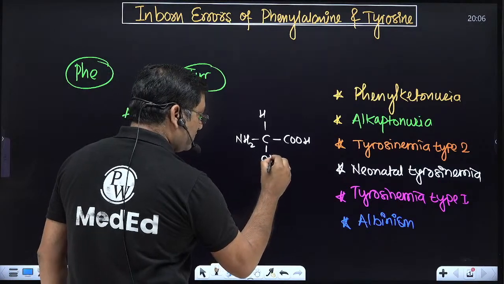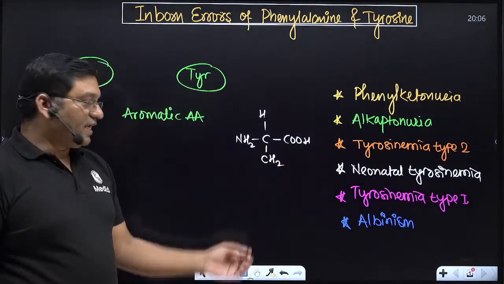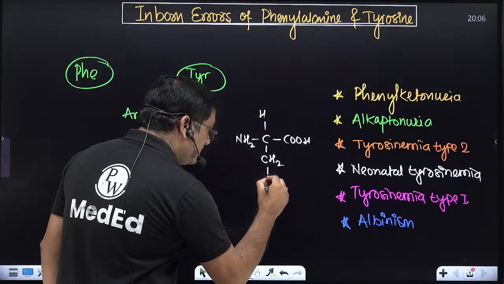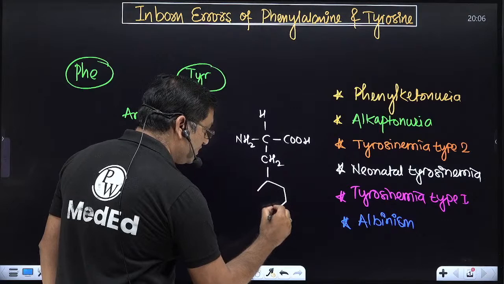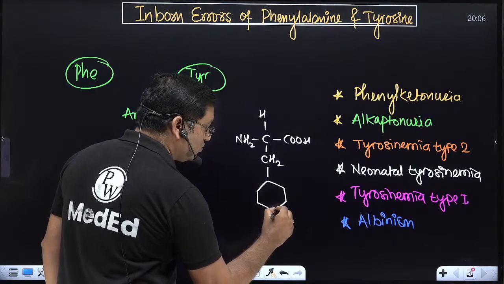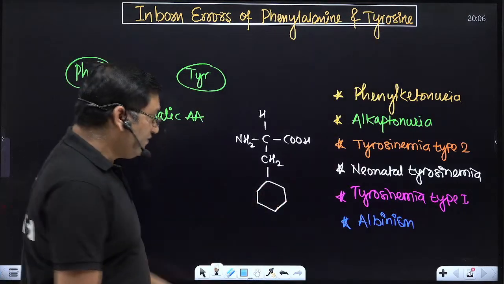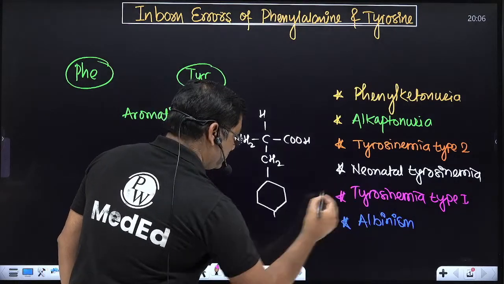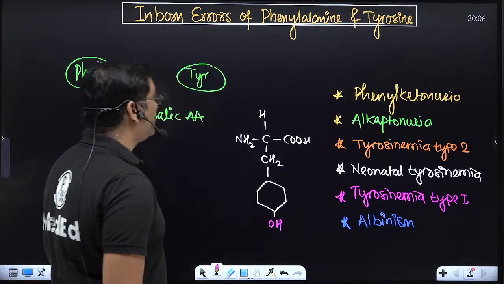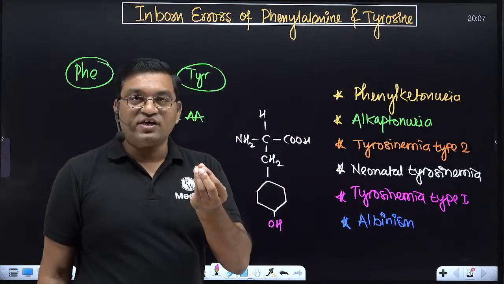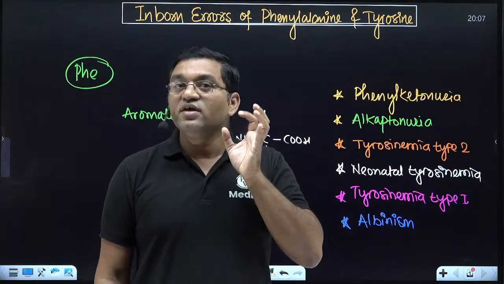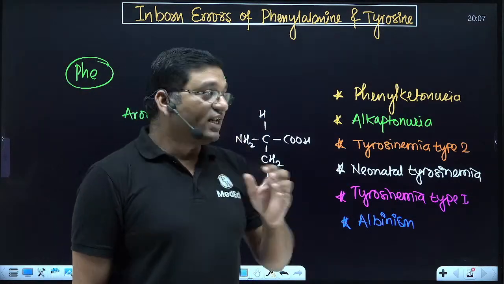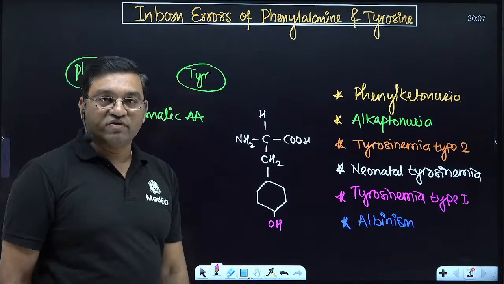In glycine there is H. In alanine there is CH3. And to this alanine, if a benzene ring is attached, it is known as phenylalanine. And if a phenol ring is attached, it is tyrosine. Another name of tyrosine is para-hydroxy phenylalanine. Tyrosine means para-hydroxy phenylalanine. It is produced by the hydroxylation of phenylalanine.